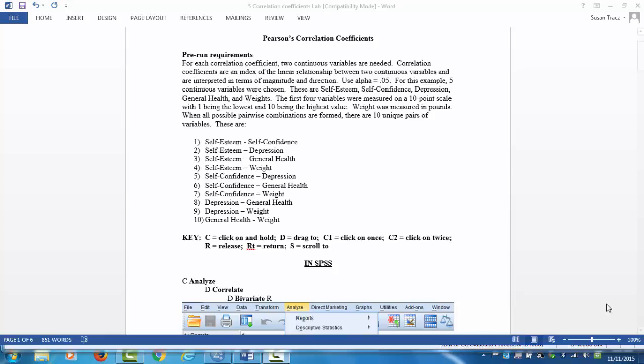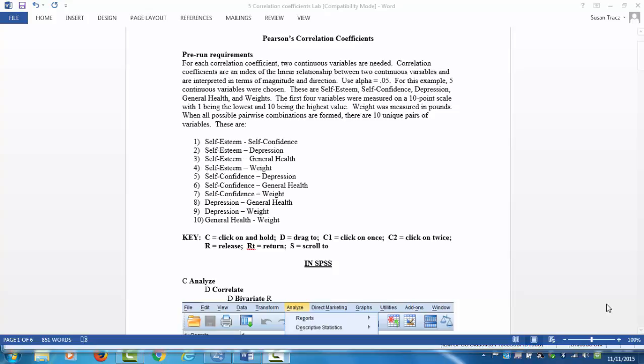We're going to calculate correlation coefficients in SPSS. A correlation coefficient is an index of the linear relationship between two continuous variables, and they're interpreted in terms of magnitude and direction. In this case, we're going to use alpha of 0.05.